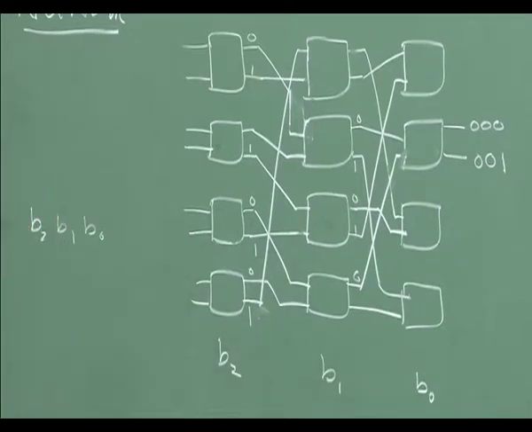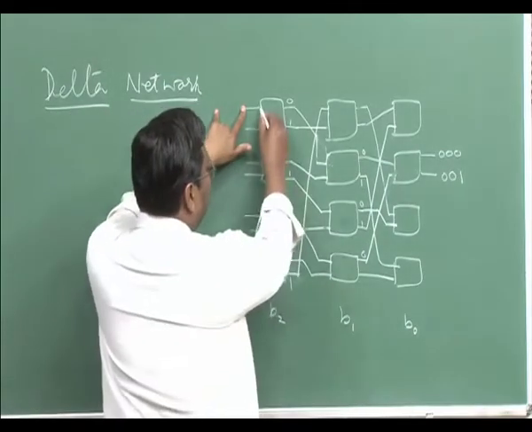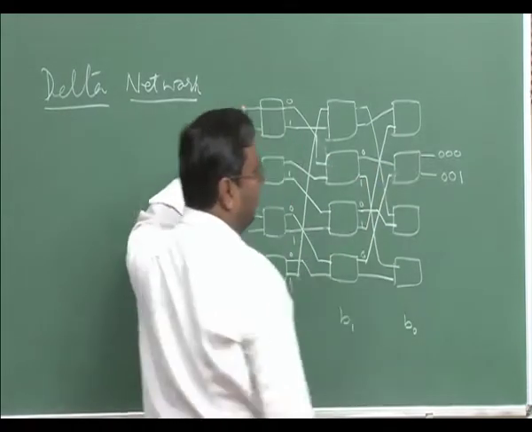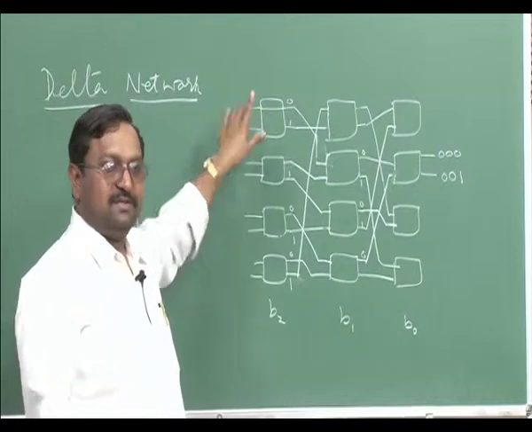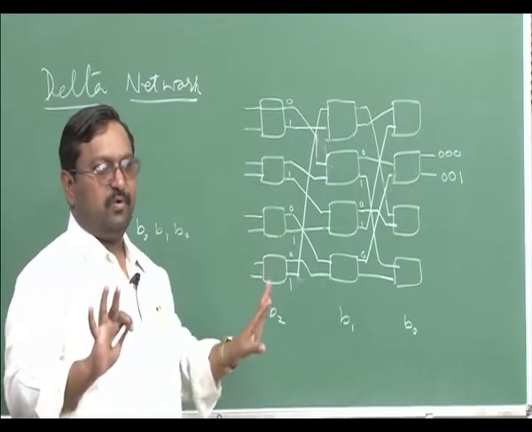And of course, if there is a packet going for 0 0 0 direction, this switch, this line and this line will be busy. There will be some other pattern which may not be permitted, only certain set of patterns will be permitted, and that is a specific permutation which is allowed.